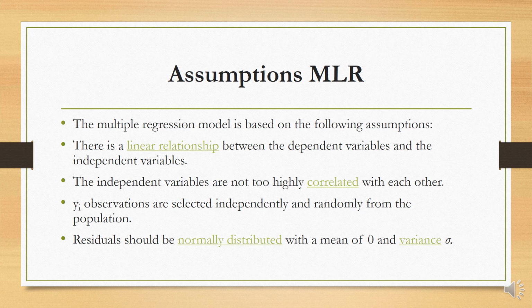Assumptions of the multiple linear regression model. The multiple regression model is based on the following assumptions. There is a linear relationship between the dependent variable and independent variables. The independent variables are not too highly correlated with each other. Yi observations are selected independently and randomly from the population. Residuals should be normally distributed with zero mean and constant variance.